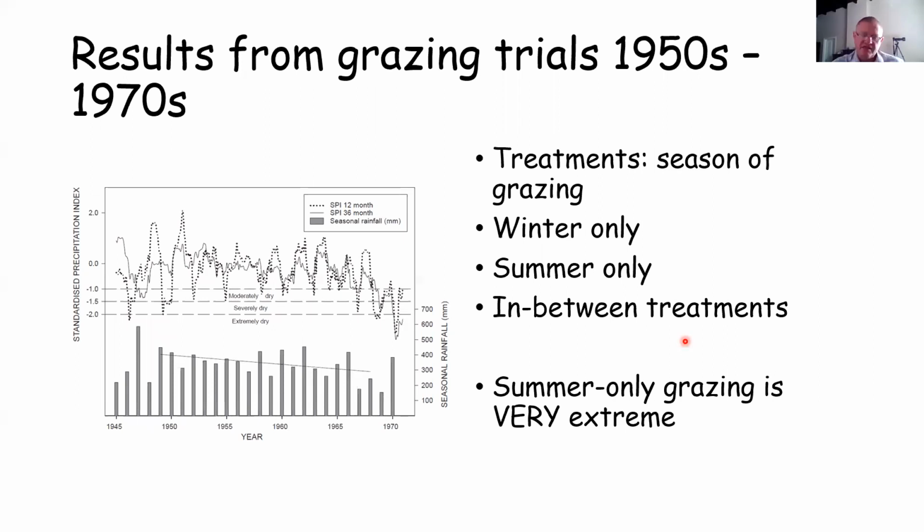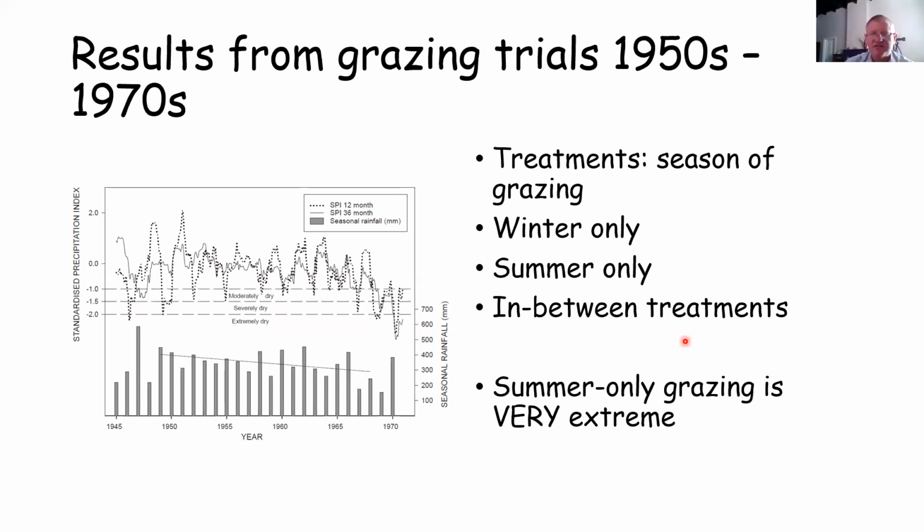The treatments that were applied in these grazing trials were mainly season of grazing. So what they did was establish various trials, some of them seasonal grazing. For example, grazing only in summer or grazing only in winter or in autumn or in spring, alternatively grazing during the warm season or the cool season, or grazing continuously, or grazing in a rotational fashion, etc. But the interesting treatments are the winter and summer grazing treatments.